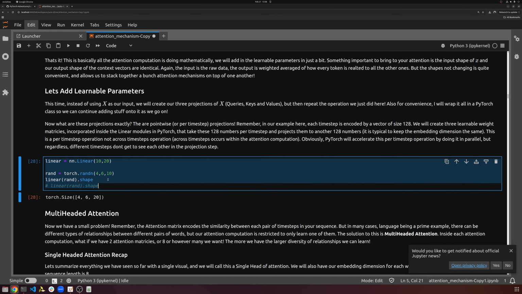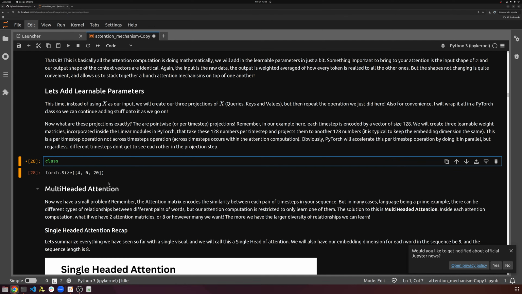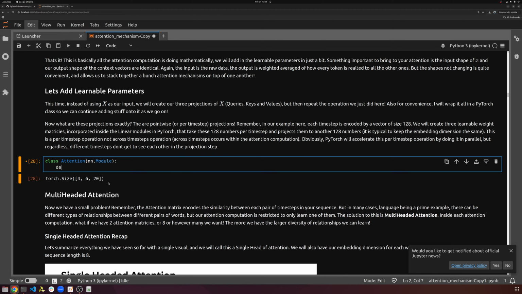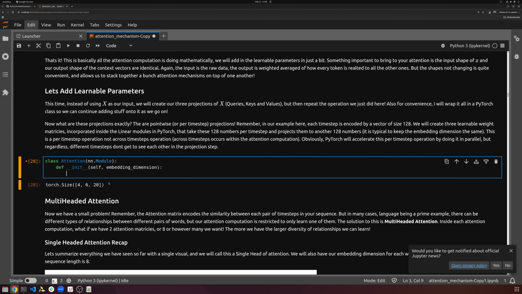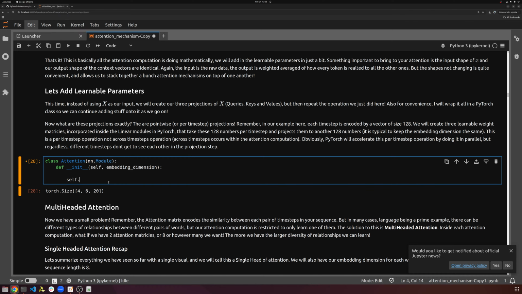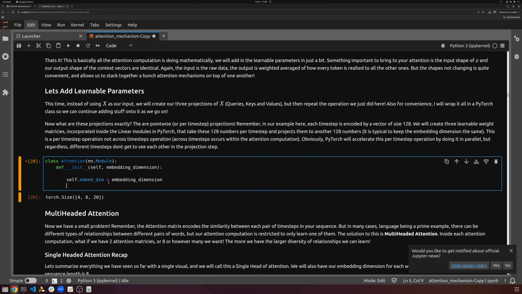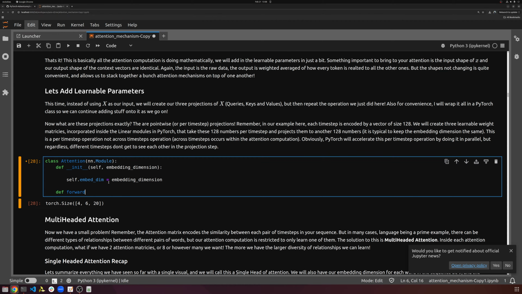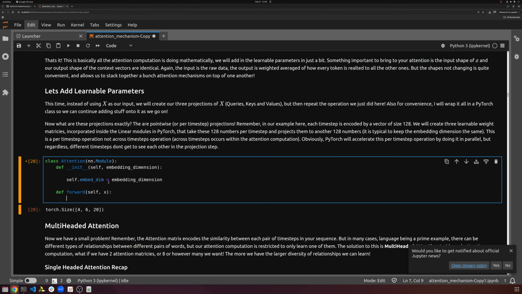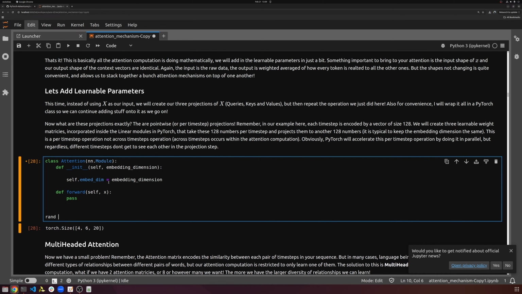So let's go ahead and add learnable parameters. We're going to do class Attention(nn.Module). So we're going to write the simplest attention module ever. Self, embedding dimension, right? So we have to pass this in as some information. And we're going to store it: self.embed_dim equals embedding dimension. And we'll have a def forward(self), and we're going to throw a pass in there, and we're going to create some random data.